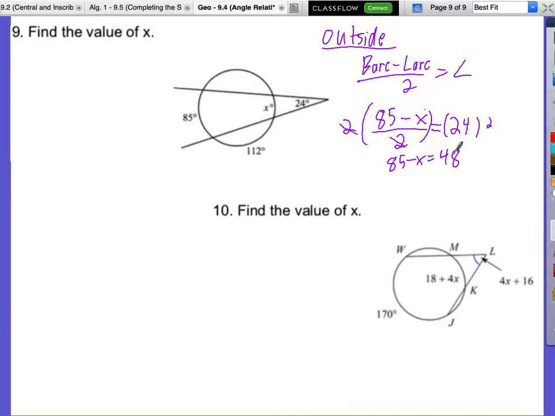Okay, there's a couple ways you can do this. Subtracting. One way we can think of it is to get it away from x, subtract 85. And so you have negative x is equal to negative 37. Now if you have a negative x, how do we get rid of that? Divide by -1, or multiply by -1, however you think of it, either way is okay. And x equals positive 37.